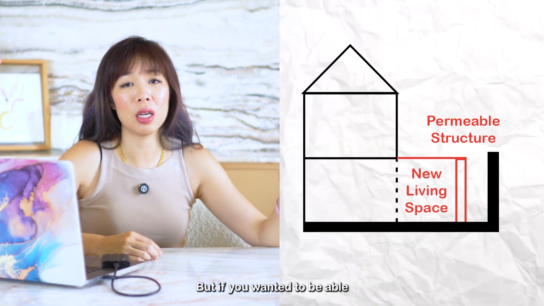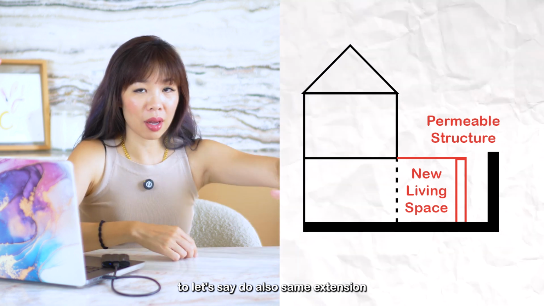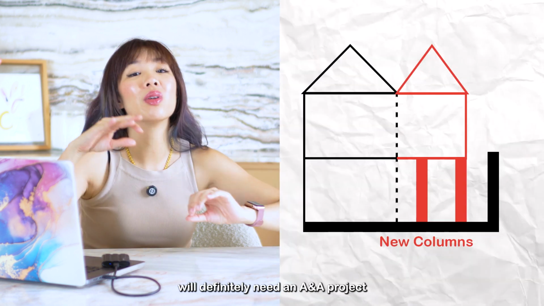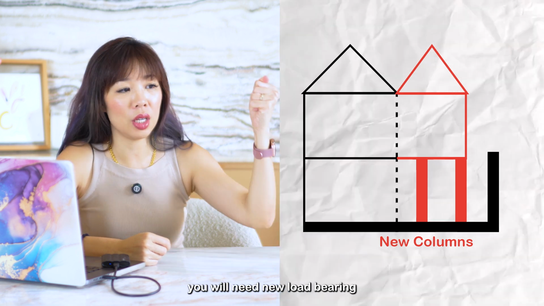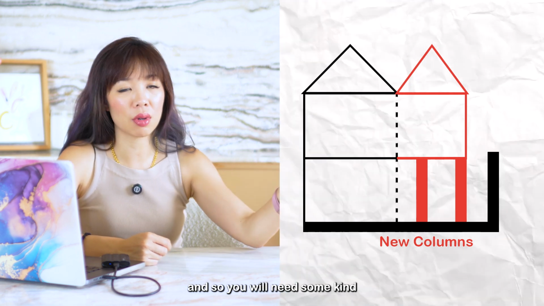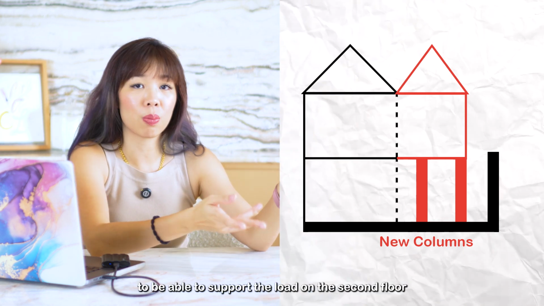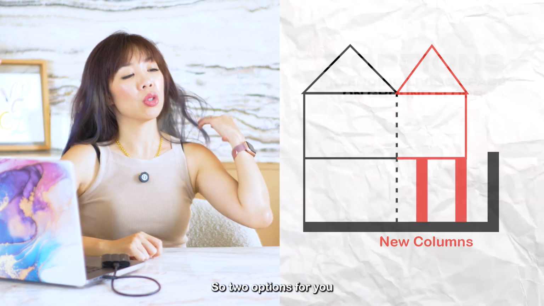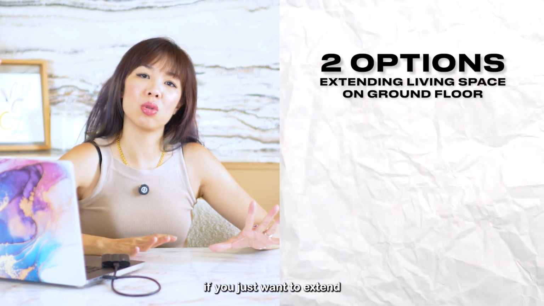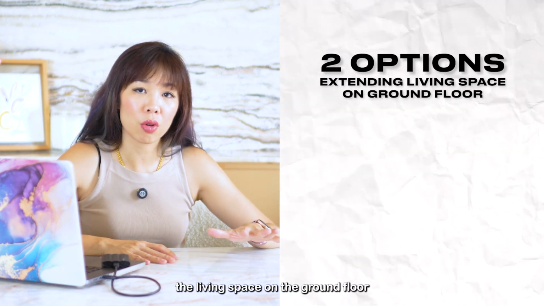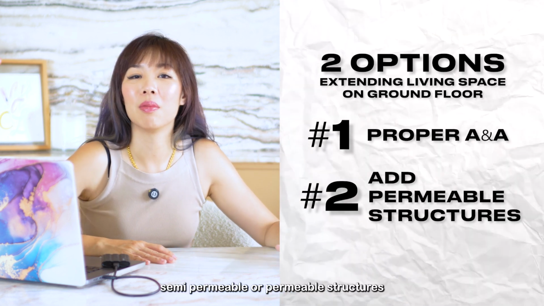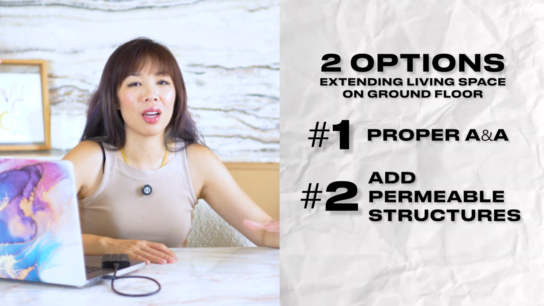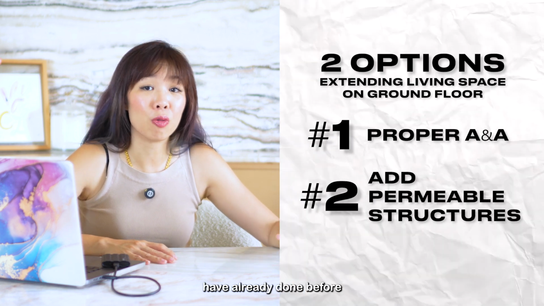But if you wanted to do the same extension on the second floor, you will definitely need an A&A project, because you will need new columns, new load bearing, and some kind of foundational works to support the load on the second floor. So there are 2 options if you just want to extend the living space on the ground floor. Yes, you can do a proper A&A, or 2, you can just add semi-permeable or permeable structures like some of my clients have already done before.